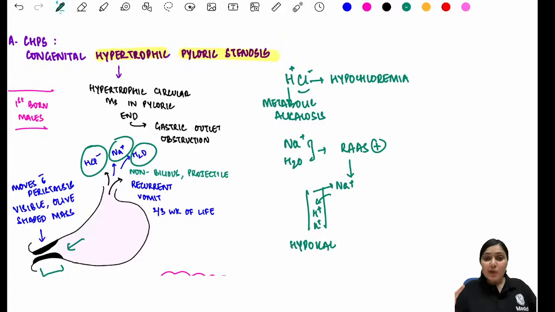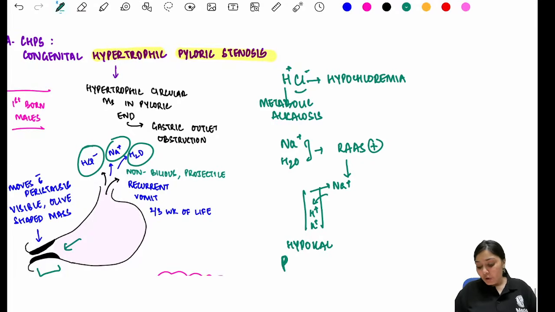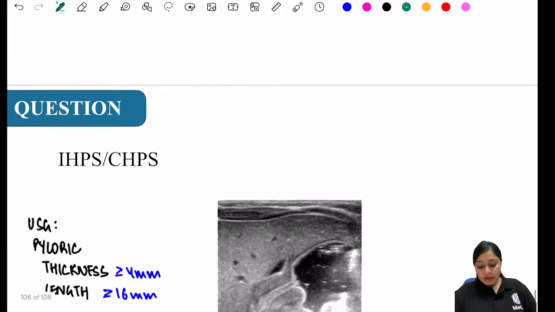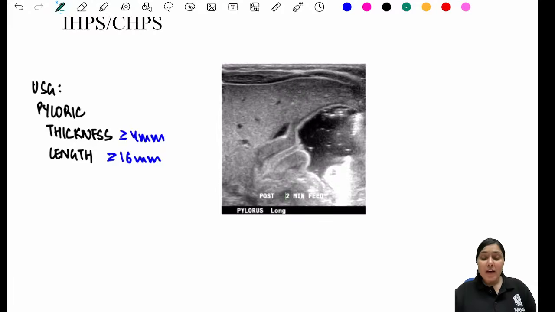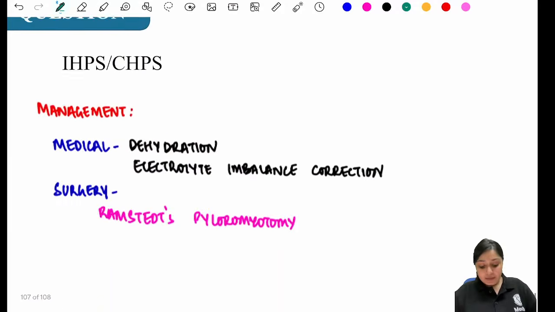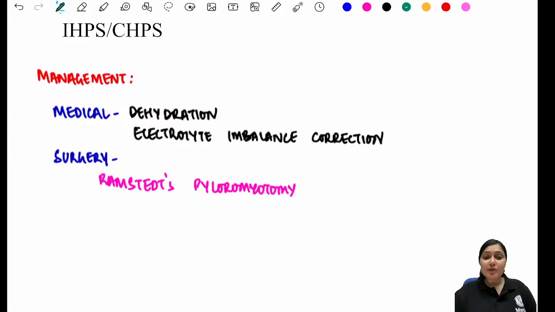My body is already losing H plus, right? There is alkalosis in the body. Body should conserve H plus, but there is loss of H plus in the urine. That's why this is known as paradoxical aciduria. Paradoxical aciduria, right? So there is hypochloremia, hypokalemia, metabolic alkalosis with paradoxical aciduria. This is what you see on ultrasound. If the thickness of the pyloric end is more than 4 mm and the length is more than 16 mm, this is diagnostic of CHPS, and the management here is dehydration correction and finally surgical correction by Ramstedt's pyloromyotomy, right?